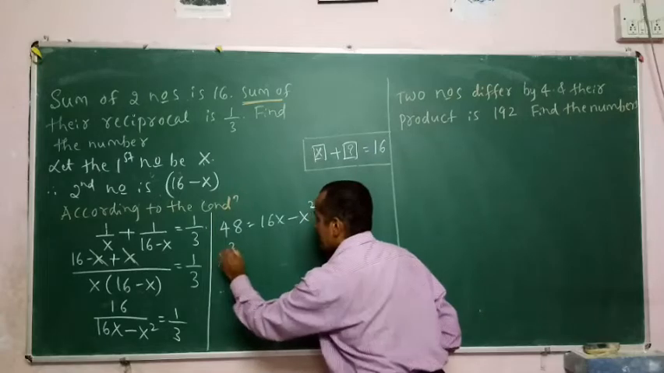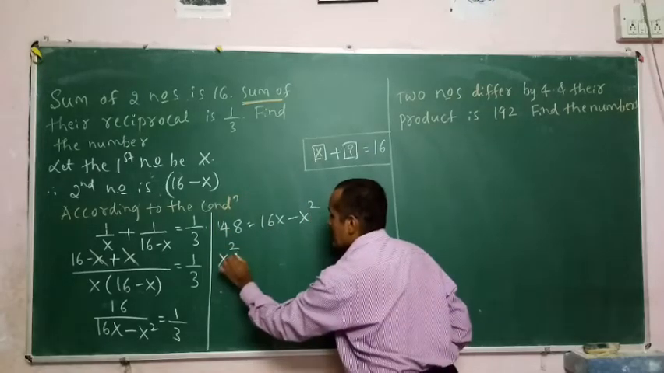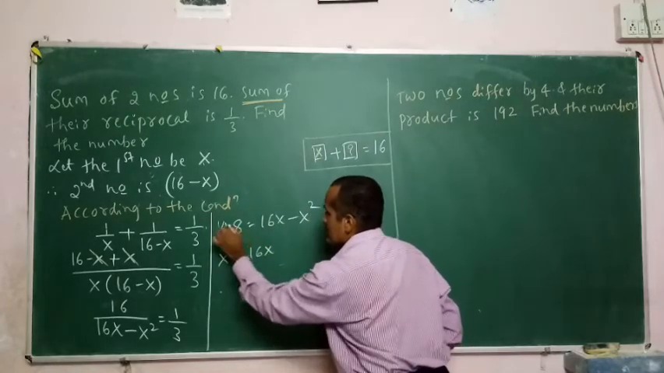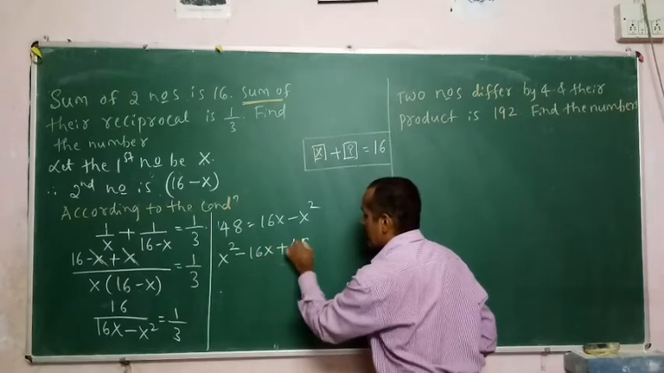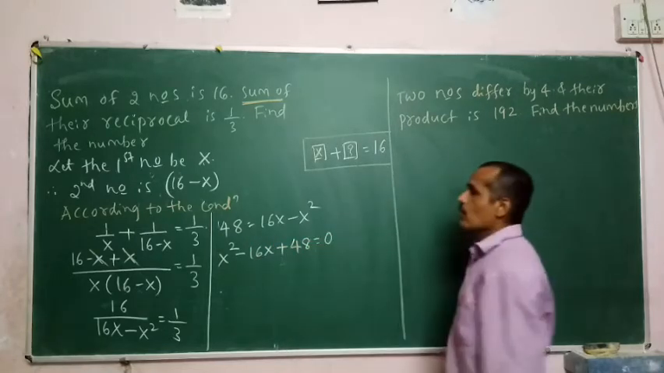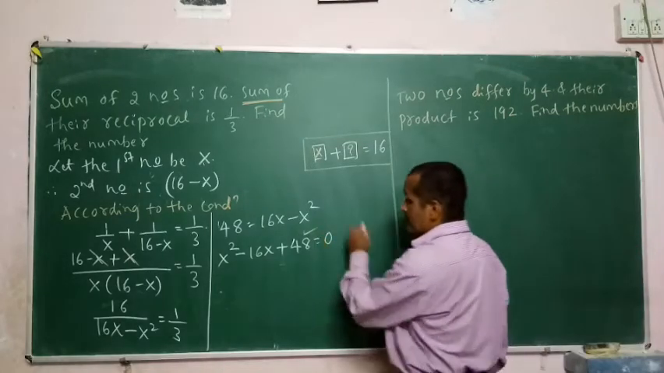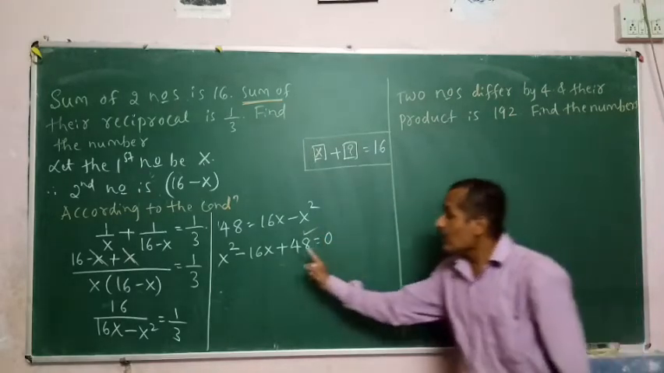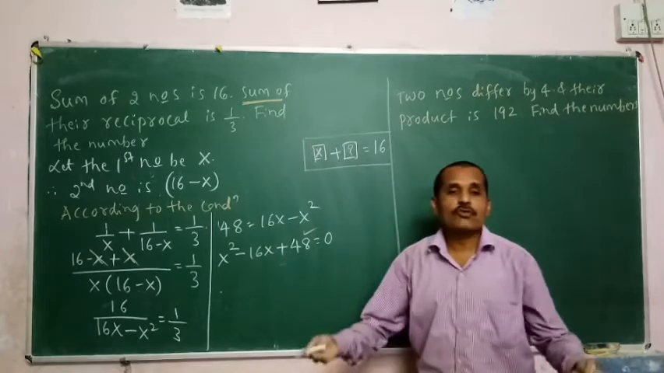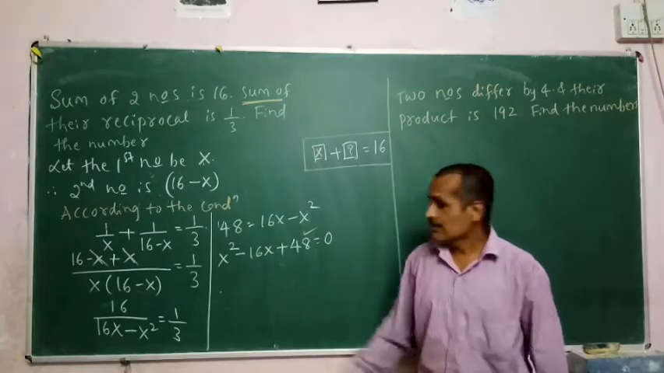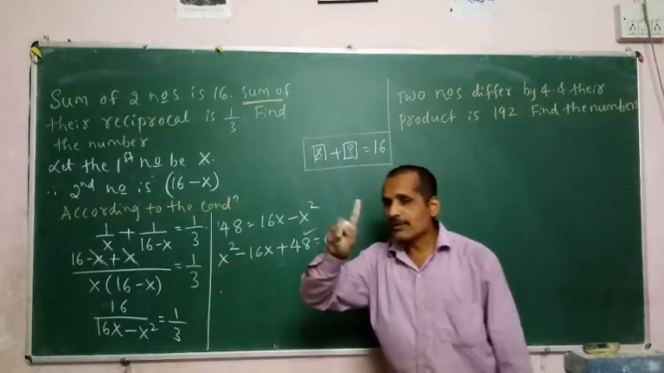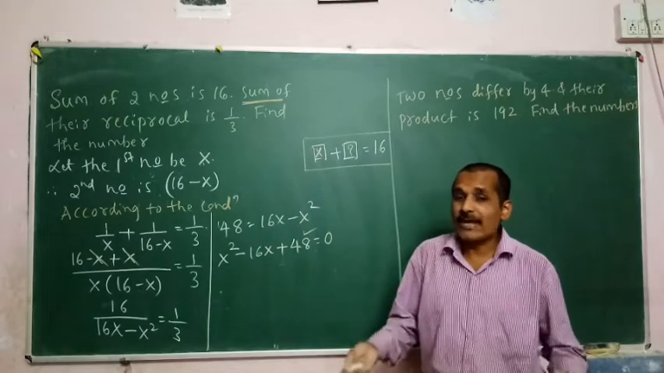x square. Shift it to the LHS: minus 16x plus 48 is equal to 0. On multiplication we should get 48 and on adding 16, so 12 and 4 are the middle terms. The coefficient of x square is 1, so directly to solve the problem, the middle terms are 12 and 4.